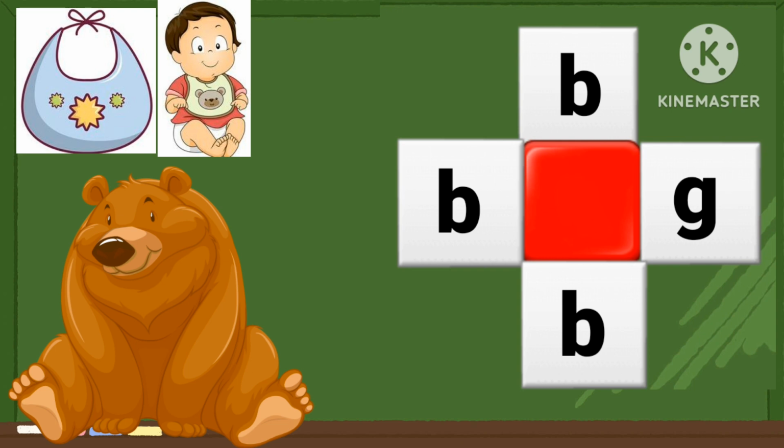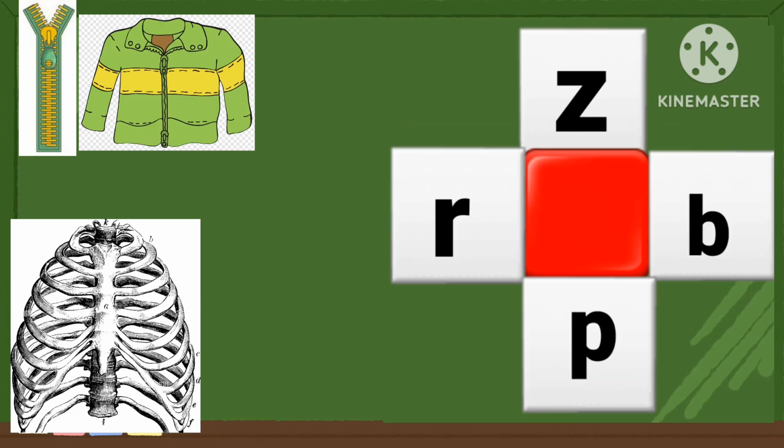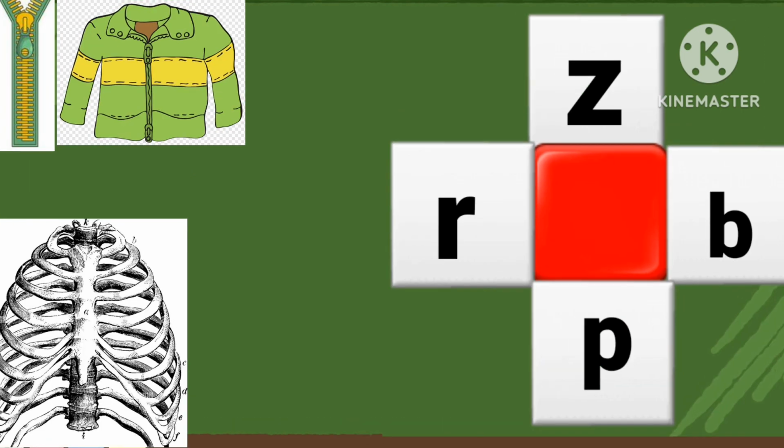Look at the pictures and guess the words. Peg, big. Spell the words. P-E-G. Peg. B-I-G. Big. So which letter is missing? I. Letter I. So drop letter I in the red box. Well done.